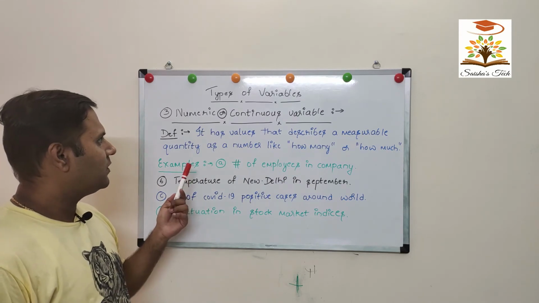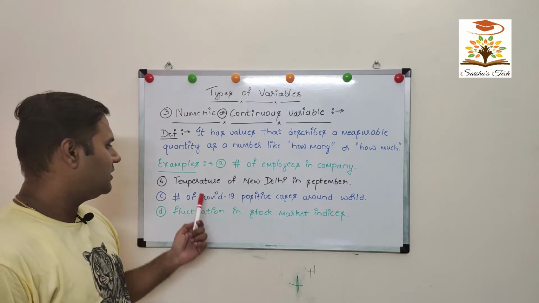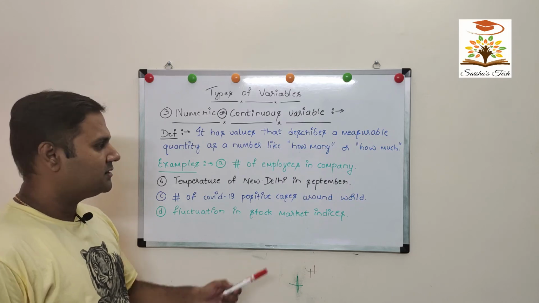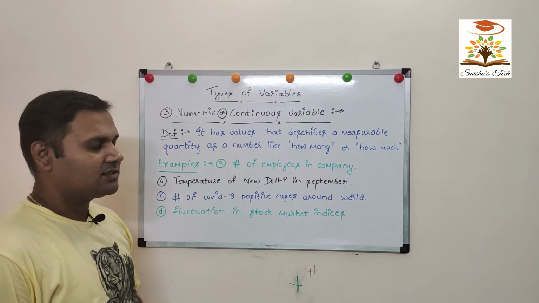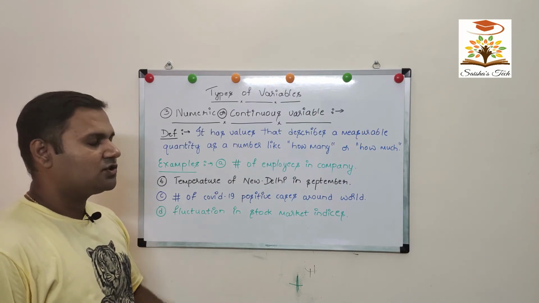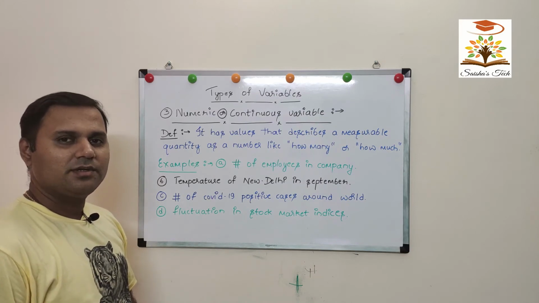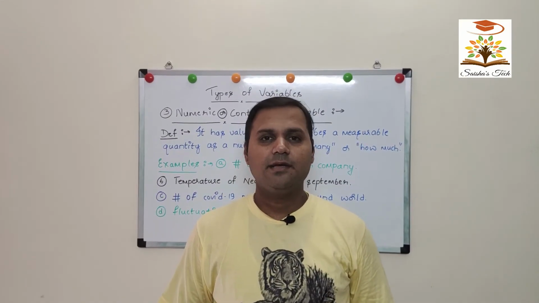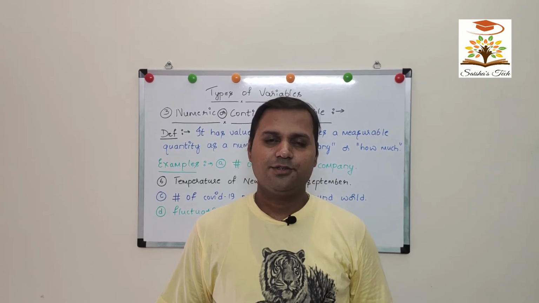A few of the examples for numeric variables are the number of employees in the company, or the temperature of New Delhi, New York, London in September month, or the number of COVID-19 positive cases around the world. Similarly, fluctuation in the stock market indices or the share prices also represent numeric variables. These were some of the types of variables. Now let us understand Bernoulli distribution.